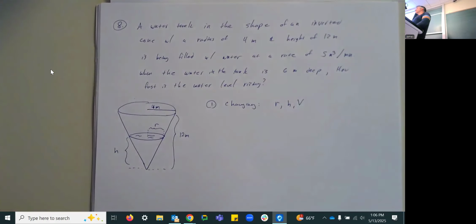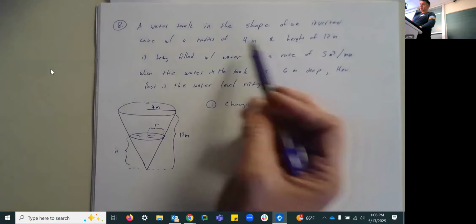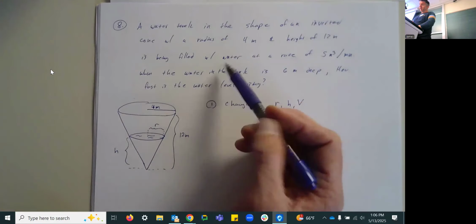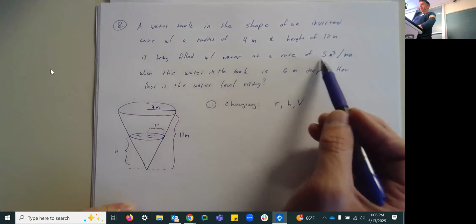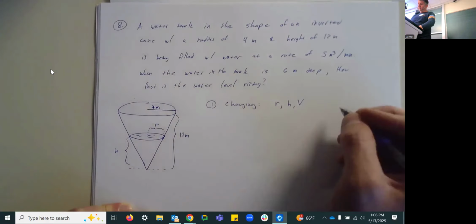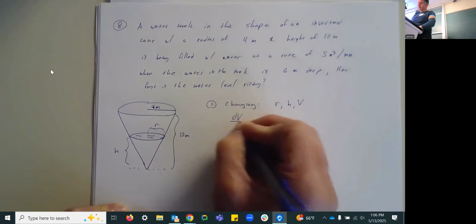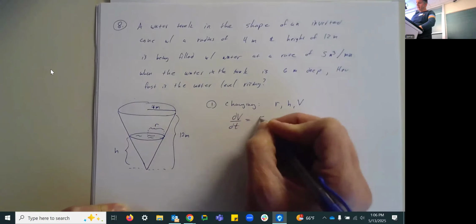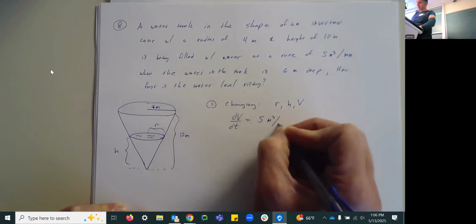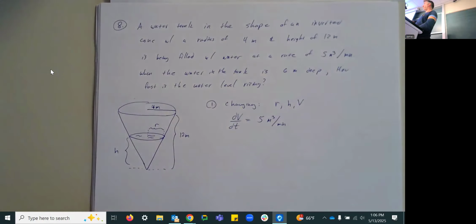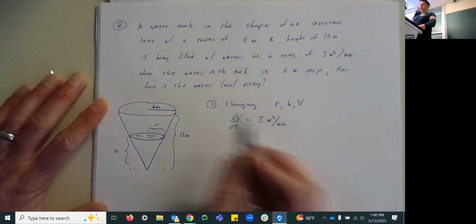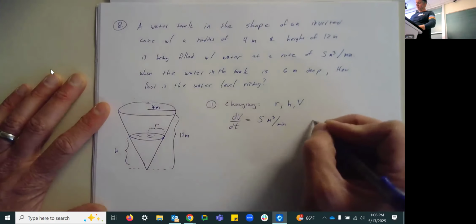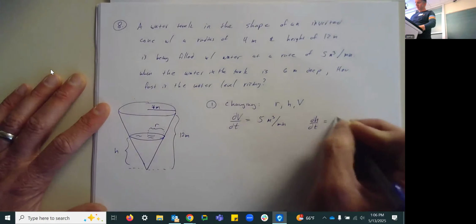Well, one of those is a lie. Because in the problem, they only told us how the volume was changing, right? We're filling this thing at a rate of 5 cubic meters per minute. The volume rate of change is 5 cubic meters per minute, because we're adding water in. There's going to be more water, so the rate of change of the volume is positive. And then we're being asked how fast the water level is rising, so we want to know what dH/dt is equal to.